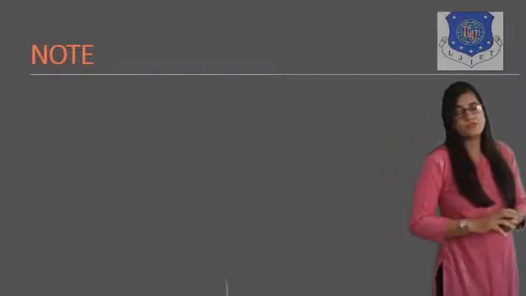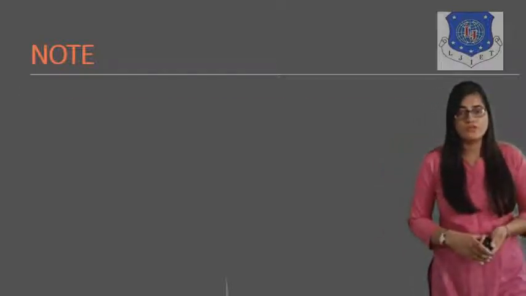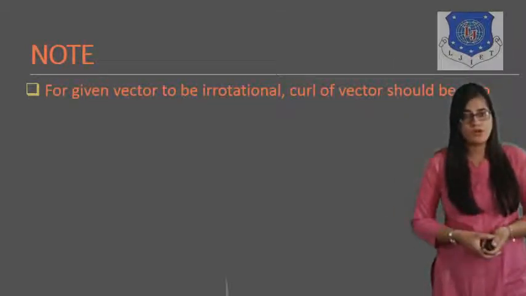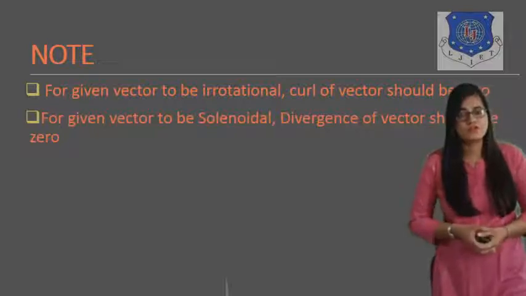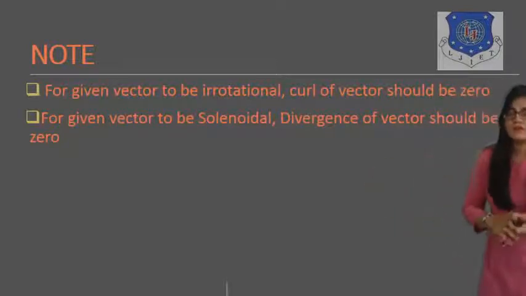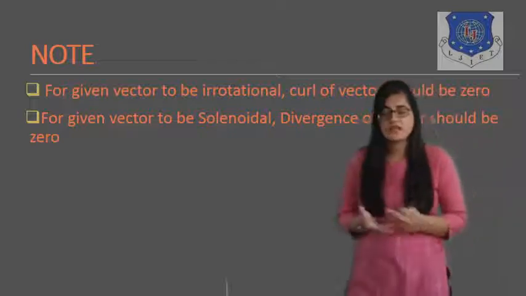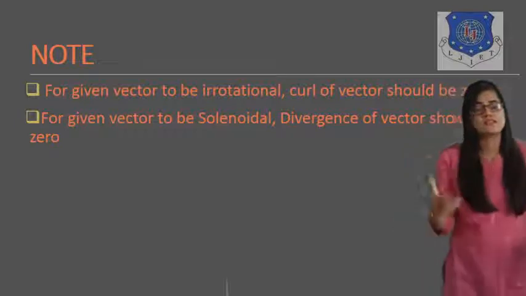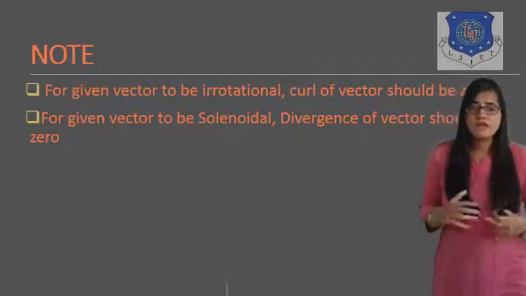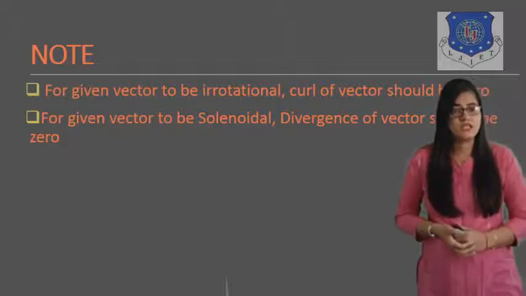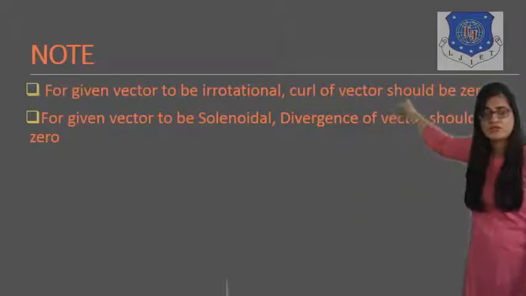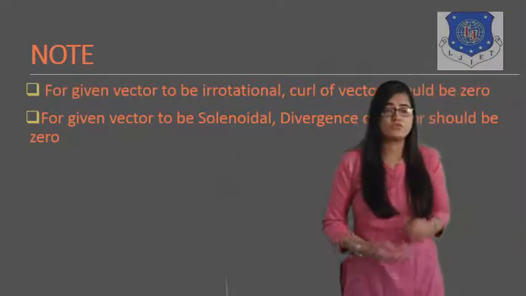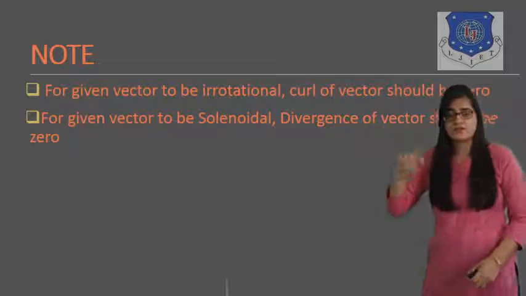From the curl of the vector, you can note this important point: for a given vector to be irrotational, the curl should be 0, and for the given vector to be solenoidal, the divergence of the vector field should be 0. So based on this, an example can be asked: prove that the given system is a solenoidal system or an irrotational system. If it is asked to prove that the given system is irrotational, simply you have to prove that the curl is 0. And if it is asked to prove that the given system is solenoidal, you have to show that the divergence of that vector is 0.